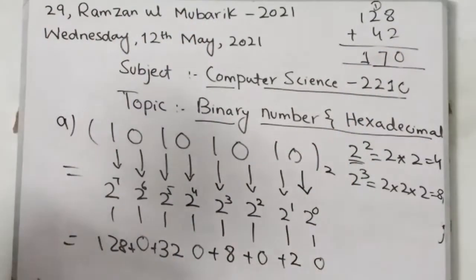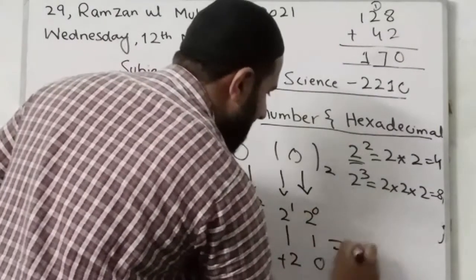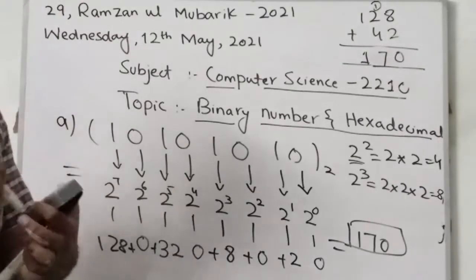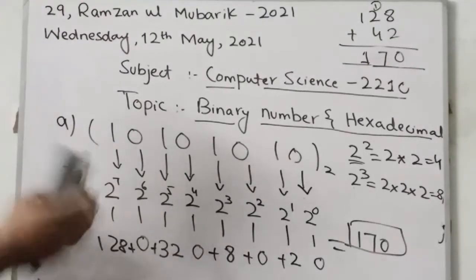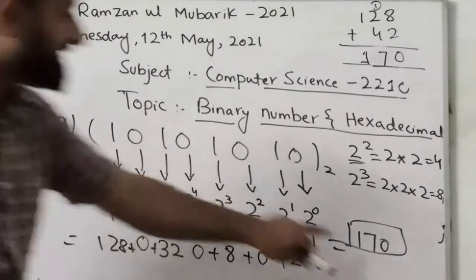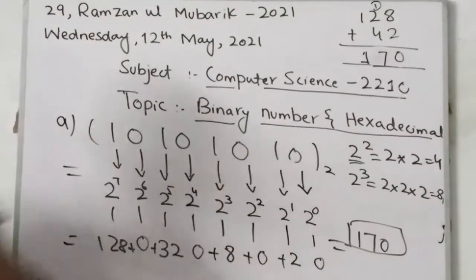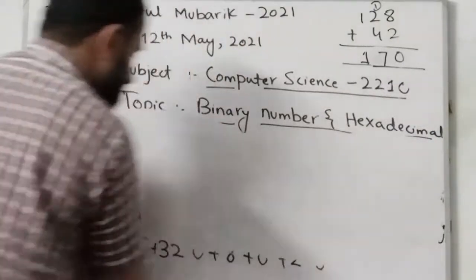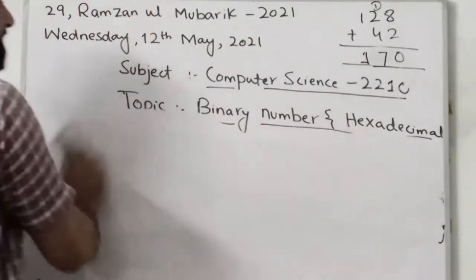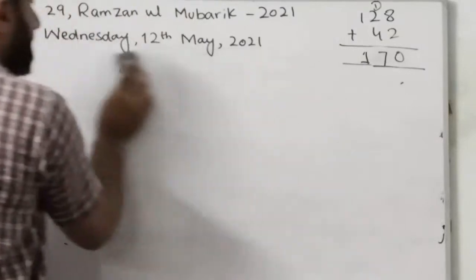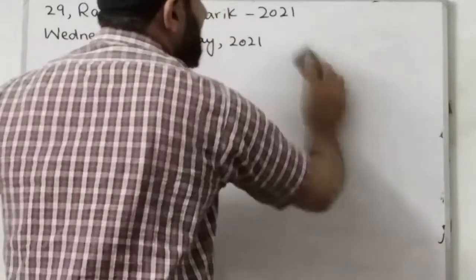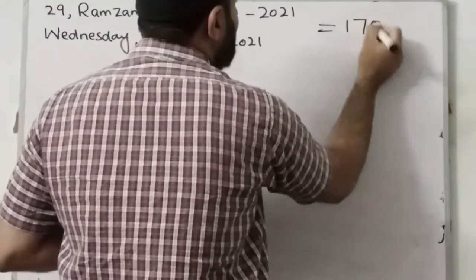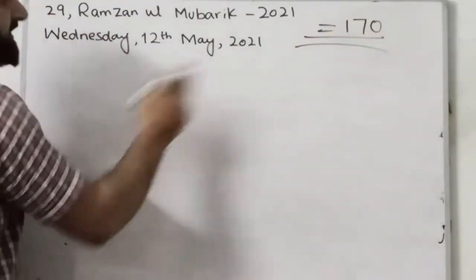Now we got which number? This is our answer, 170. This is our binary number and this is base 10. So now I am going to recheck this by converting this decimal number back into a binary number. So I am going to erase all this. Okay, now let's check if we got this or not.